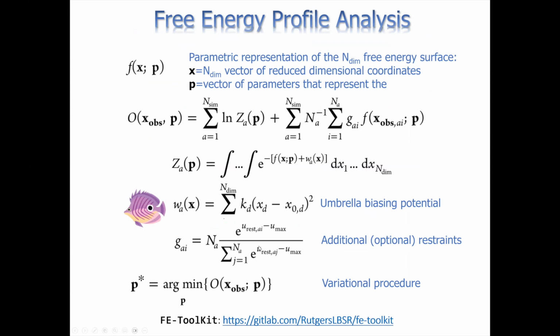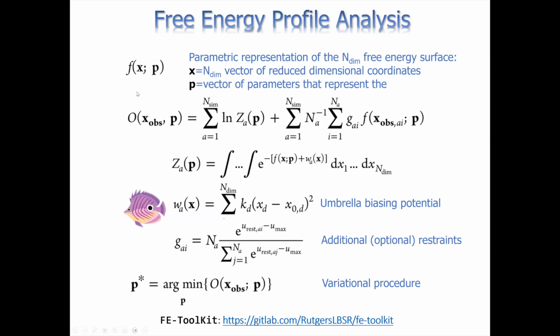To give you an idea of how this is actually done, here's the process. We have a free energy, the small f, which is a reduced free energy, so it's in units of kT. The energy is actually unitless. X stands for the vector of your reaction coordinates. P is a vector which contains parameters for the analytic representation of your global free energy surface.